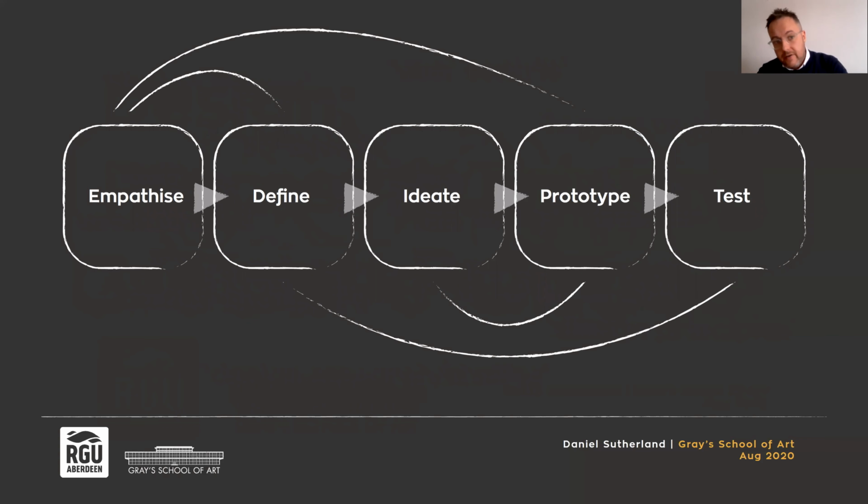There are simple flow diagrams where people try to indicate whether or not they're empathizing with a particular group or a particular problem, how they're defining that design challenge, ideating new ideas, possible solutions, prototyping those things and testing them. But this again is still really quite linear.